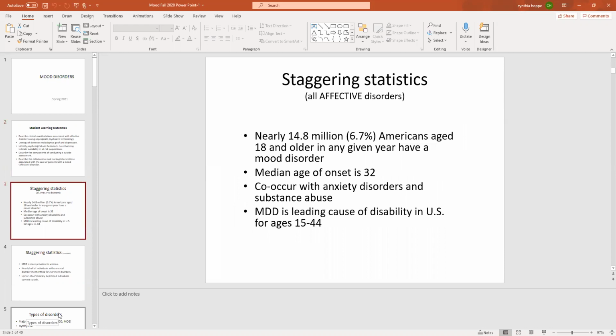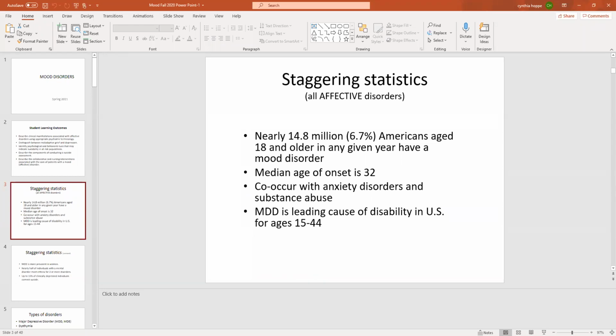Staggering statistics. The median age usually is women. However, I question whether or not we have underreporting of men. Median age is 32. That's middle life. Co-occurring anxiety and substance use disorders. Also, we may have eating disorders. That's a co-occurring, or schizophrenia, or chronic medical conditions.